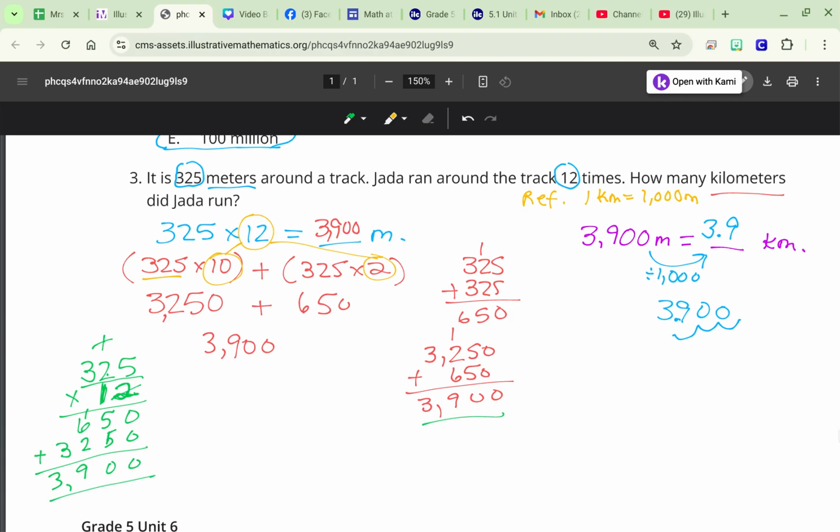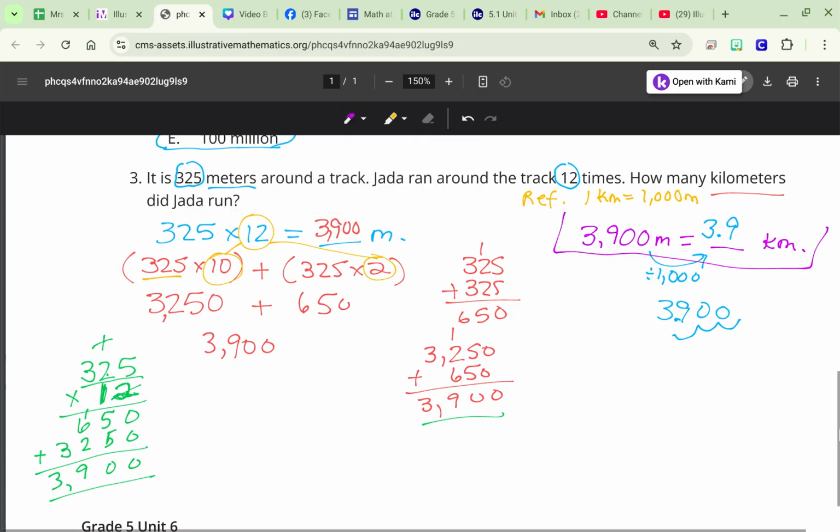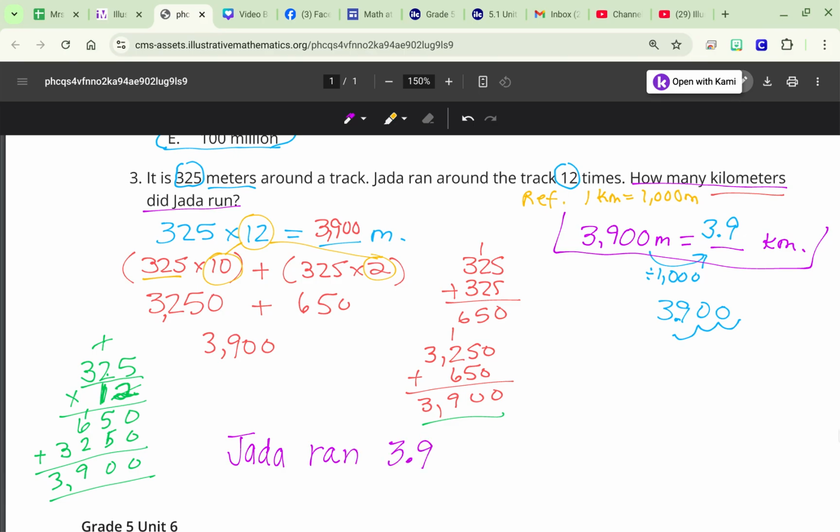That still leads us to this moment, which we have over here in purple, where we have to make our conversion. Our question that we were answering was, how many kilometers did Jada run? So the last thing I'm going to do is answer that in a quick sentence. Jada ran 3 and 9/10 kilometers. I'm going to circle that statement and make it very clear that out of all that scrap work, that was my final answer. Boys and girls, that finishes out this Section A checkpoint.